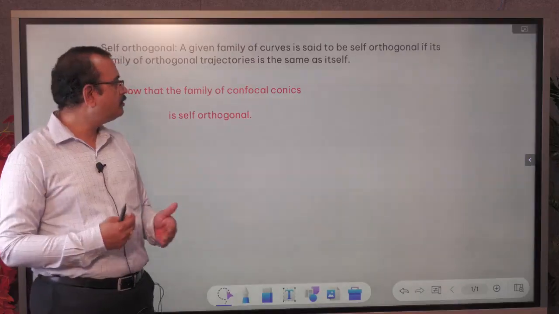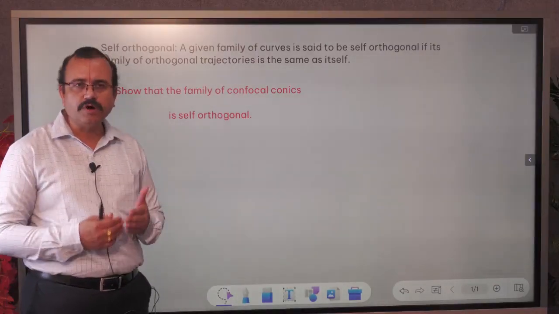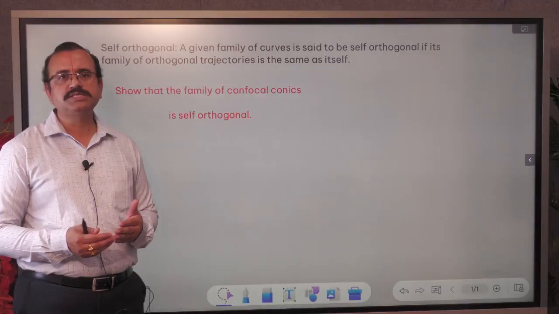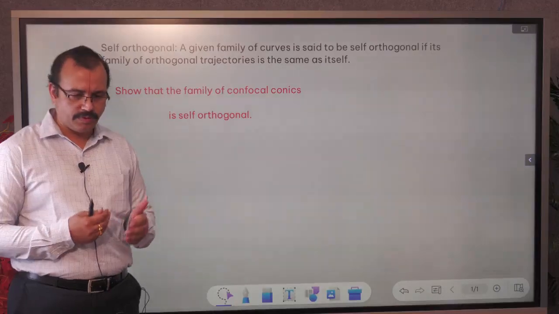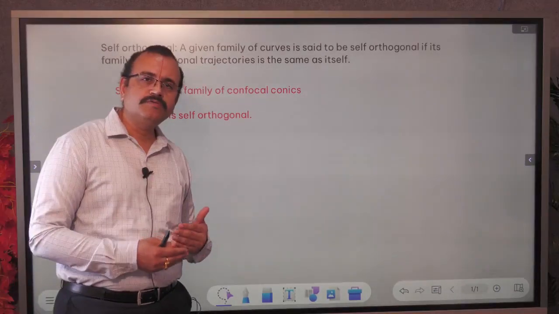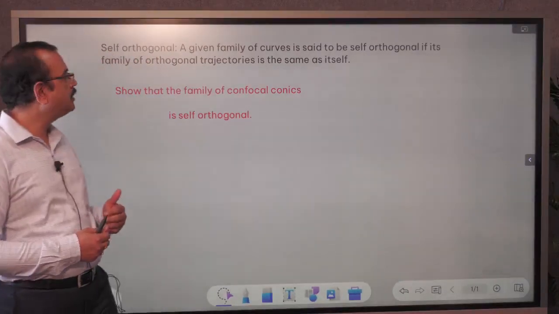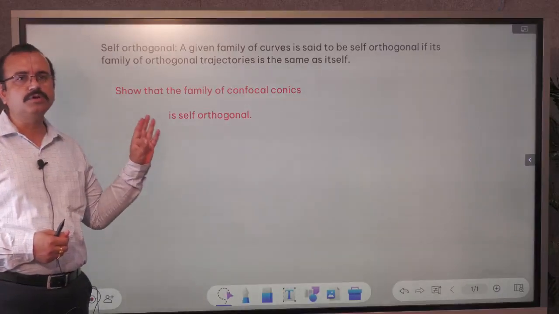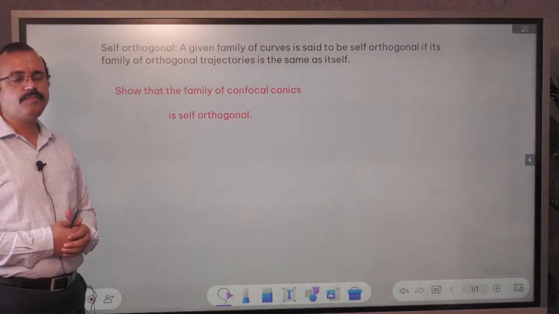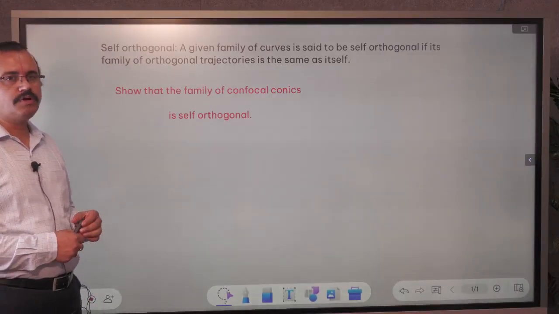Self-orthogonality means a family of given curves is said to be self-orthogonal if its orthogonal trajectory is the same as itself. Whatever may be the given family, if its orthogonal trajectory is the same as itself, then we can call that given family self-orthogonal. Now we will see how we can identify such families with the help of one problem.